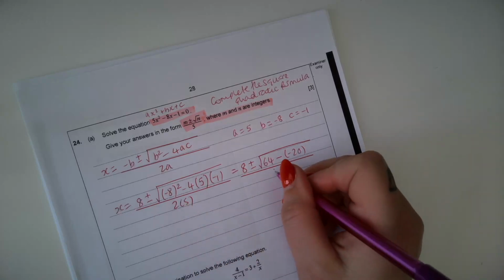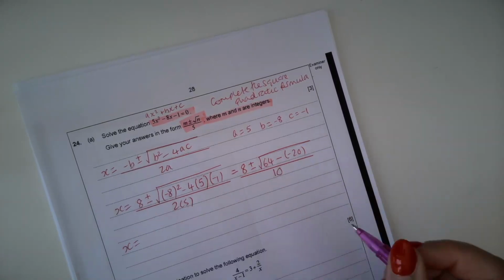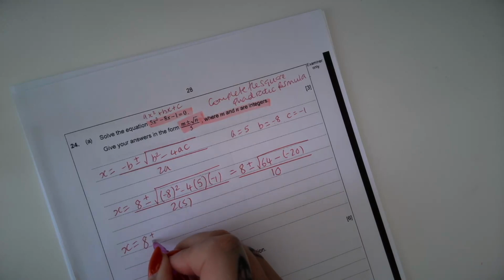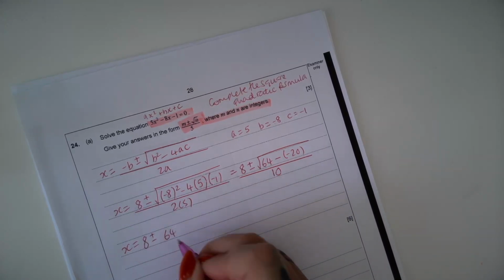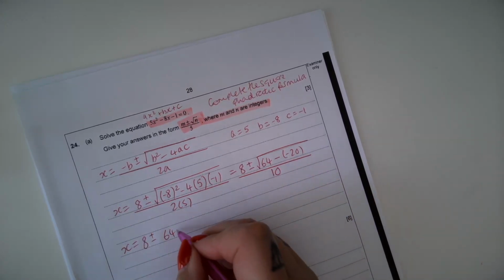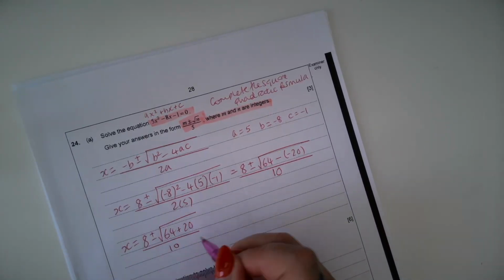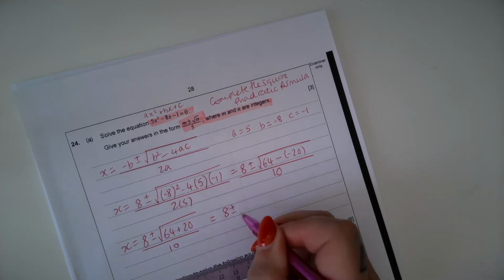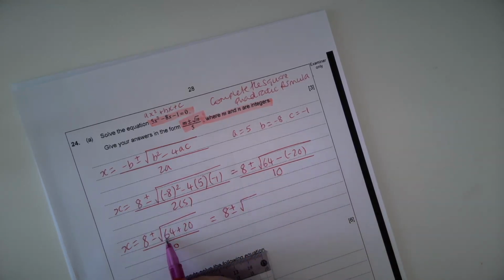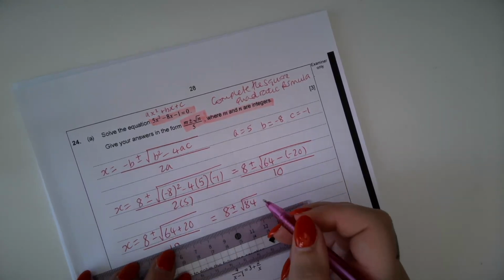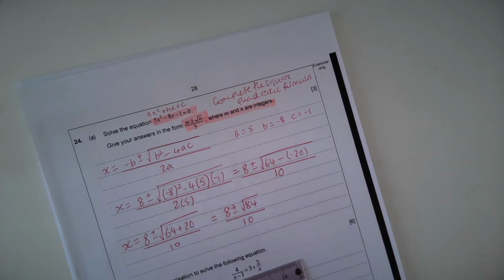2 times 5 on the denominator is 10. So we're going to simplify even further. So we've got 8 plus or minus the square root of 64 minus 20, so that becomes plus 20, over 10. Which becomes 8 plus or minus the square root of 64 plus 20, which is 84, over 10.